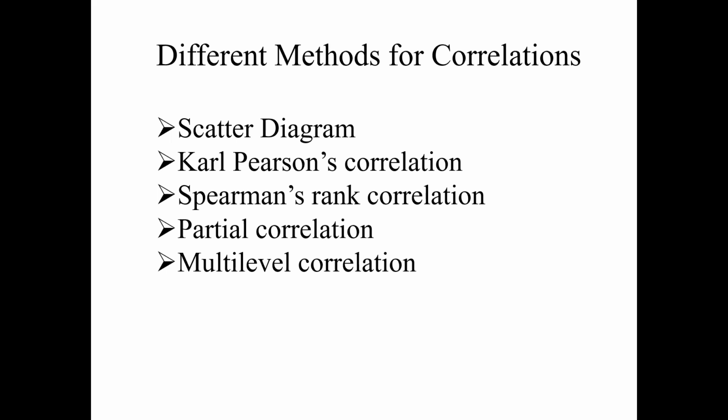These are the measures which can be used to find the correlation. First, the basic method, scatter diagram, then Karl Pearson coefficient of correlation, Spearman rank correlation coefficient, partial correlation, multiple correlation, and a few more correlation methods also. In this video, we are going to discuss only a few: scatter diagram, Karl Pearson and Spearman rank correlation.